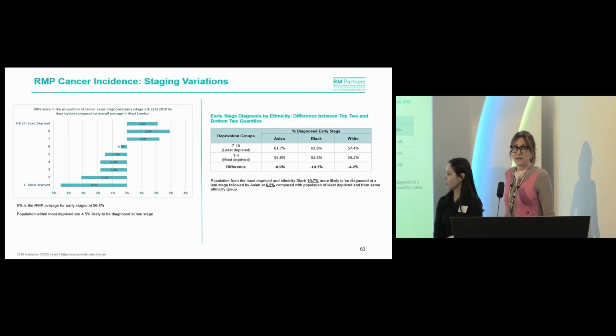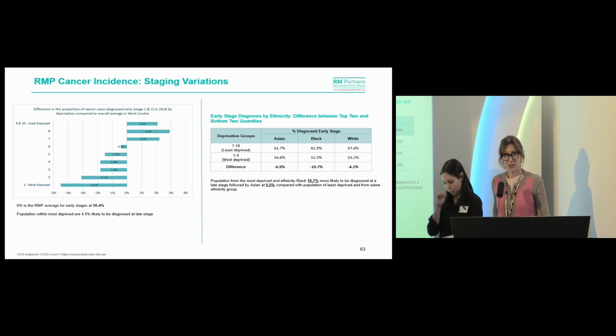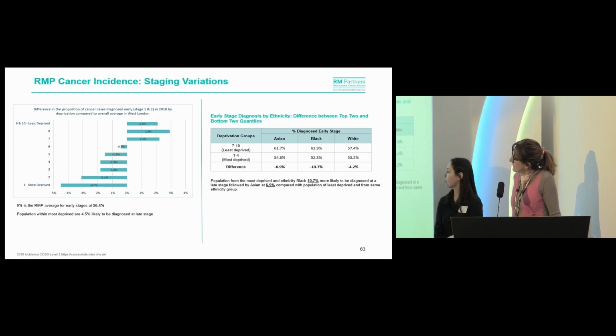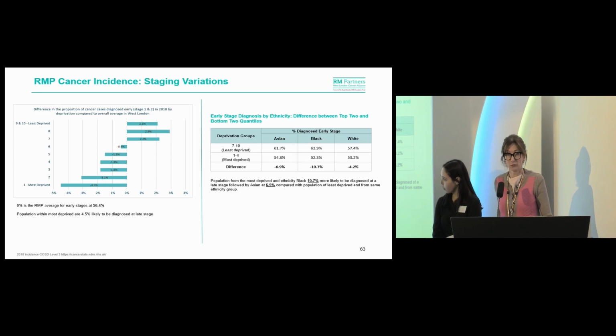Early stage cancer is the aim for us in terms of focusing on the easiest way to save lives. If we diagnose people early, there is much less morbidity of treatment and it's much more likely to have 5-year survival. And this data is looking at the likelihood of being diagnosed early, i.e. stages 1 or 2, by deprivation, and this is in RMP.